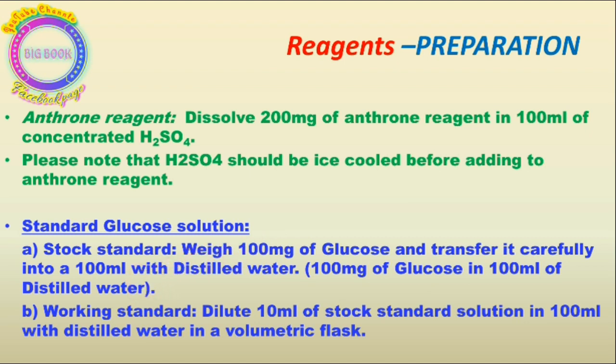Further, out of that we take the working standard, where we dilute 10 ml of the stock standard solution in 100 ml with distilled water in a volumetric flask. That will be the working standard. So these are the two reagents: one is the anthrone reagent, and the other is the standard glucose solutions.